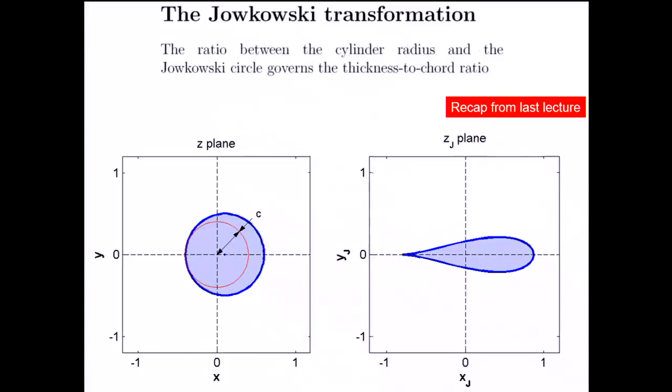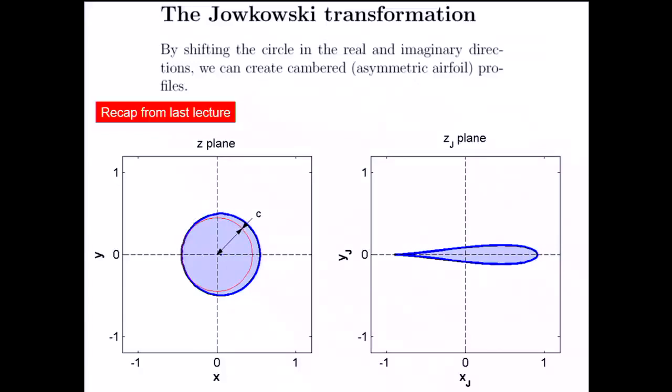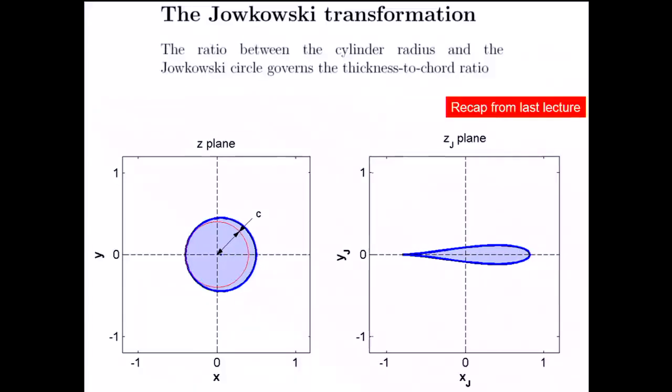And another thing is the ratio between the radius of this blue cylinder and this red circle governs the thickness to chord ratio of the new airfoil, which means that now this airfoil looks really thick, right? But now if I decrease the radius of the blue cylinder, the airfoil is getting thinner and thinner in the transformed plane.